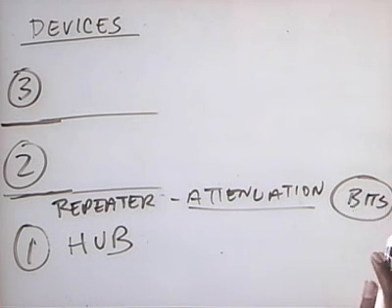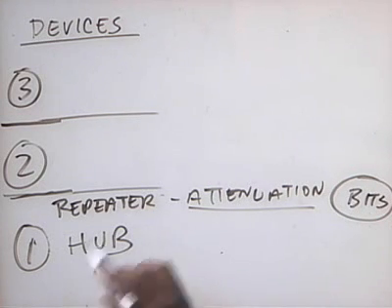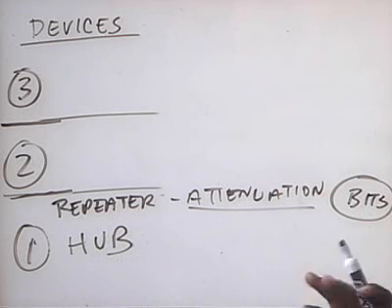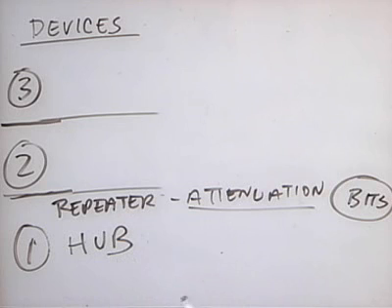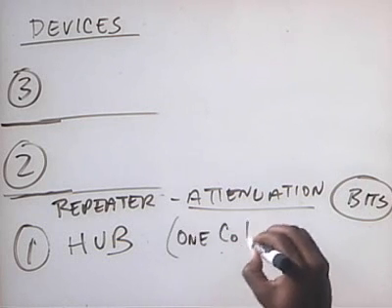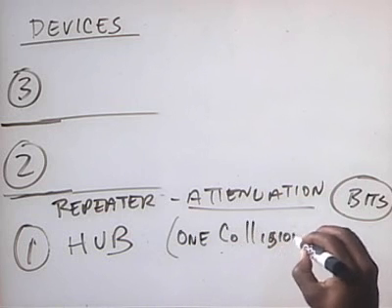All they understand is these electrical signals. If it's a 1, it's a 1. If it's a 0, it's a 0. Whatever comes in is what goes out. The layer 1 devices are dumb. They don't have any decision-making ability. All devices attached to a hub are in one collision domain. One big collision domain.